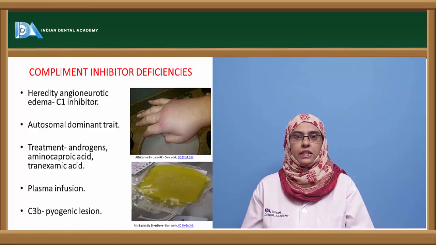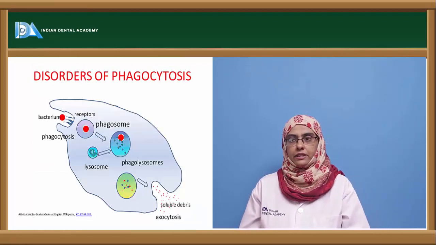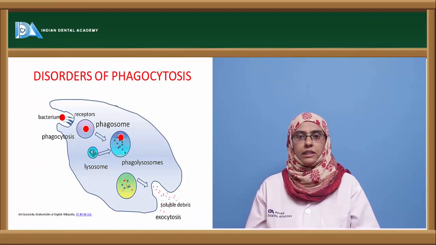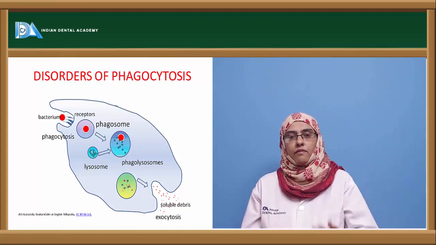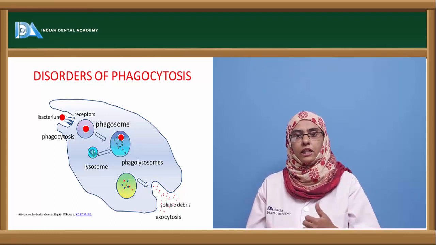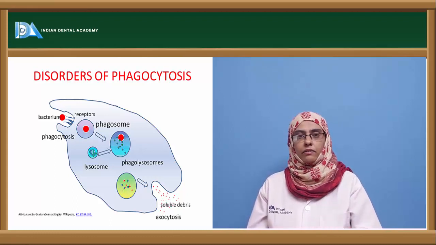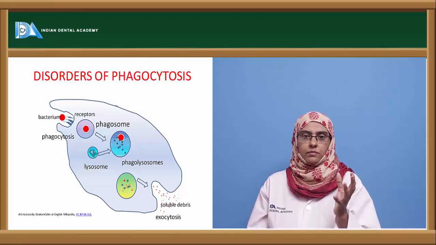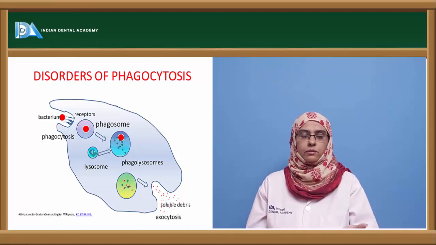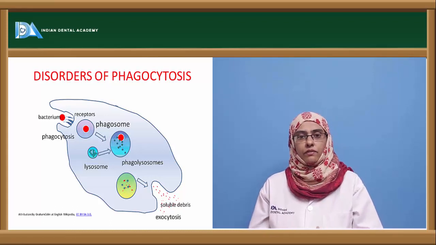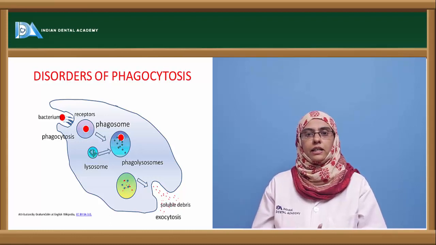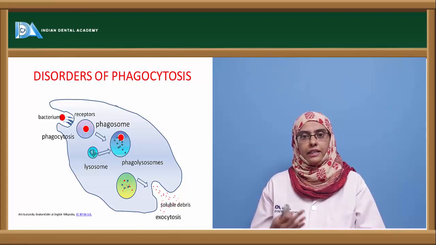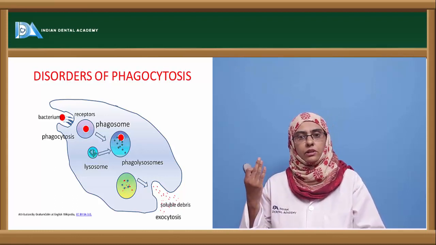And the deficiency in C3b leads to pyogenic lesions caused by different types of pyogenic bacteria such as Staphylococcus, Streptococcus, Clostridium, etc. Next is the disorder in phagocytosis. Now we should know what phagocytosis is. Phagocytosis is nothing but the engulfment of antigenic bacteria or viruses, usually involving viral infections. Phagocytosis is brought about by the macrophages, which ultimately degrade the organism by intracellular killing, releasing the components and presenting them to the T cells.